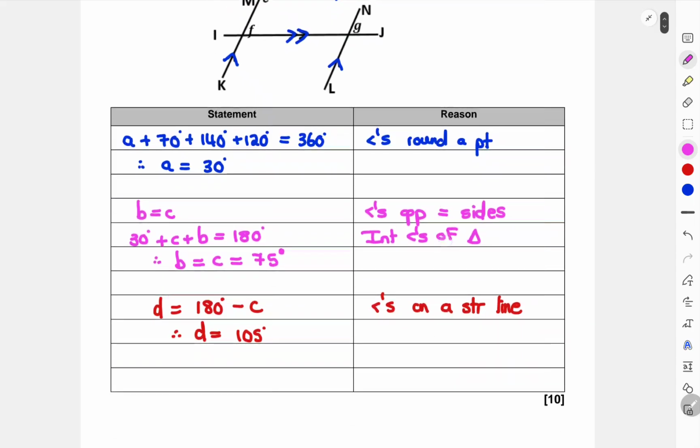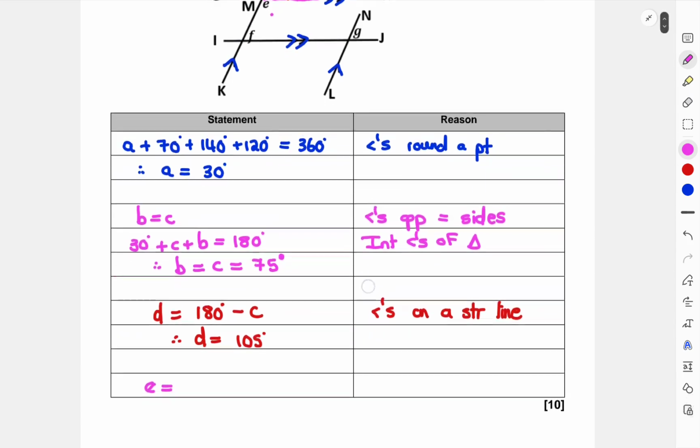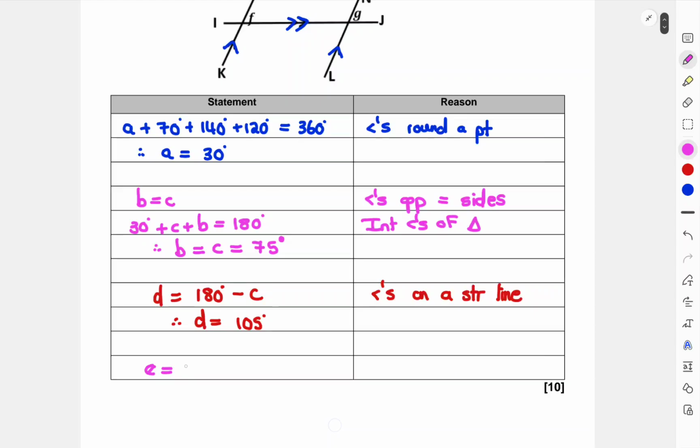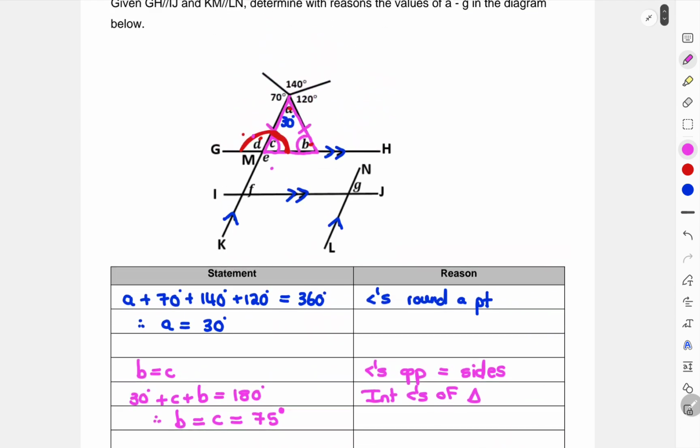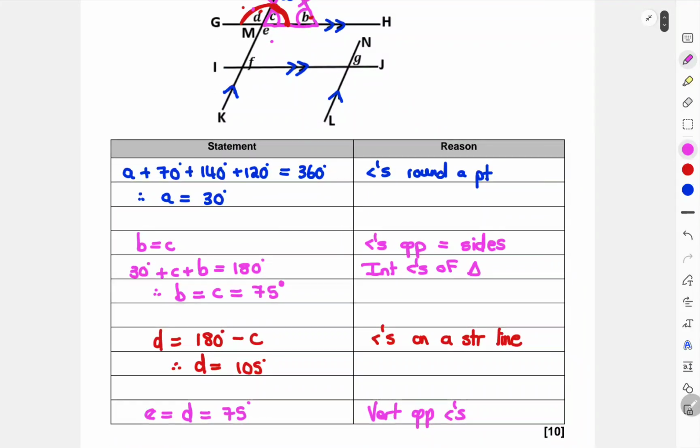Okay, then E. Can you see D and E are going to be equal to each other because of vertically opposite angles. So E is equal to D, which is equal to 75 degrees because of vertically opposite angles. Then we've got E, and lastly F.